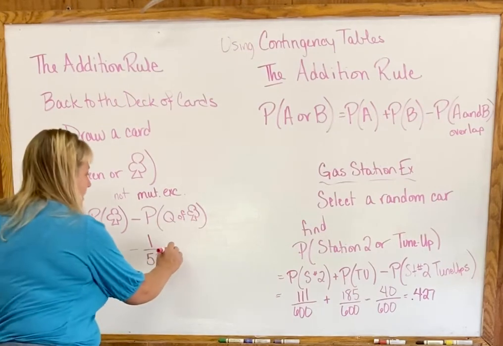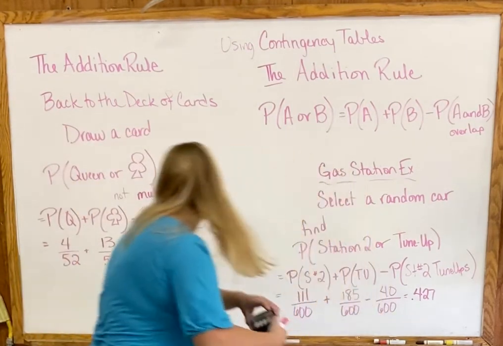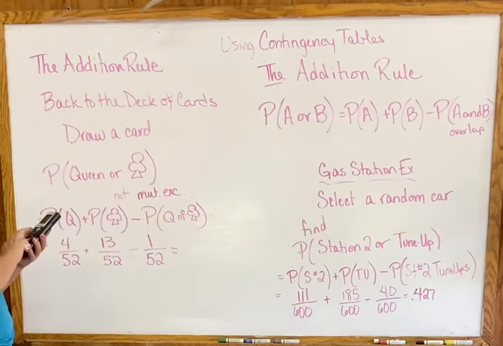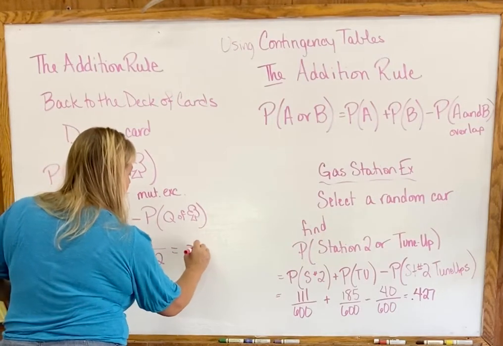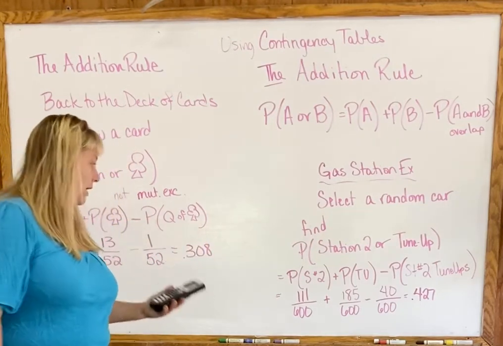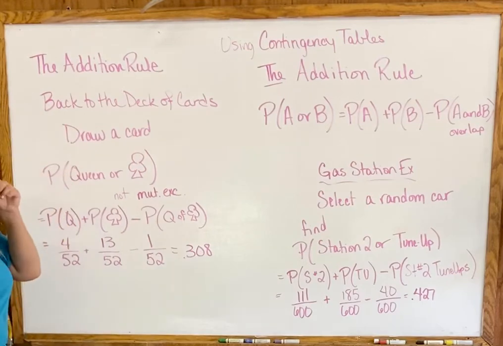Okay. And if we stick that whole thing in our calculator, we end up with 0.308. Again, so the 30.8%.